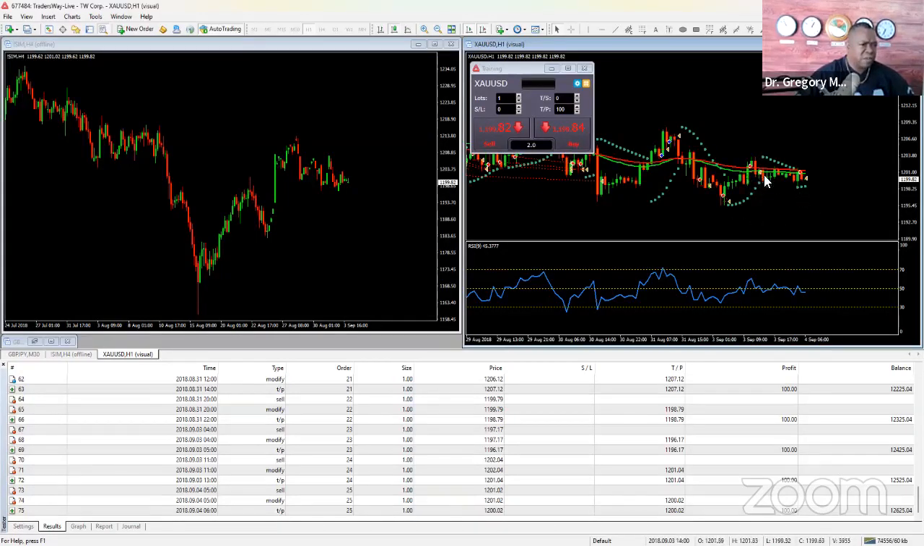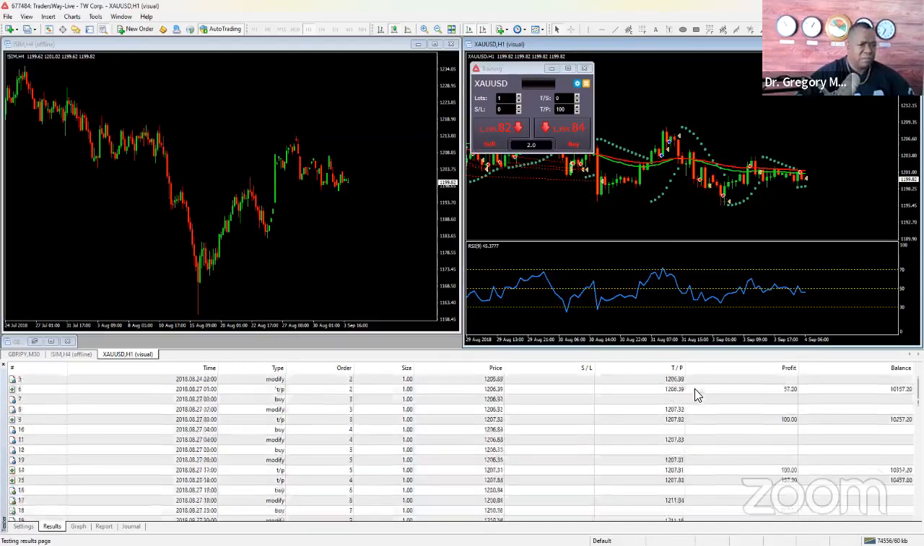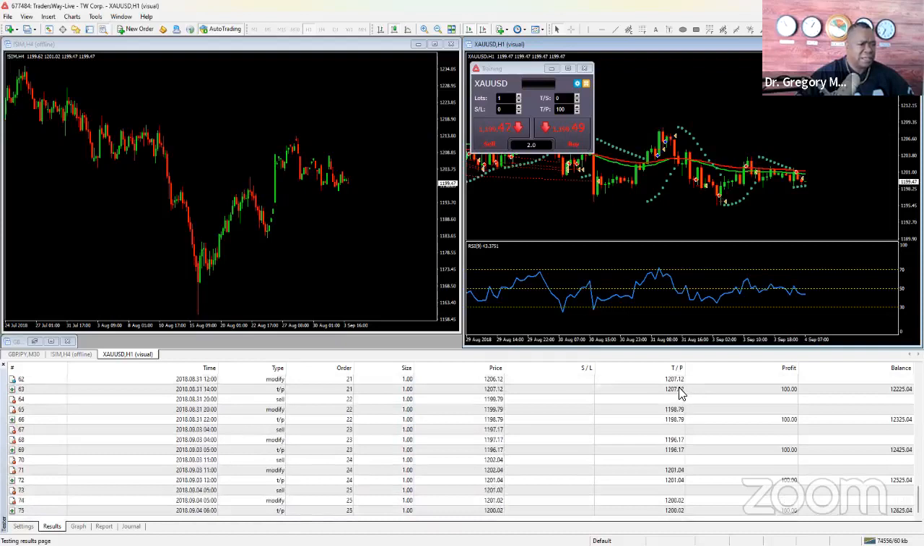Even though it was moving in a sideways range, almost like a $3 range, we were able to pull out $100 a trade. We're up almost 26% on this as we've been playing this. Again, this is simulated historical data, right?